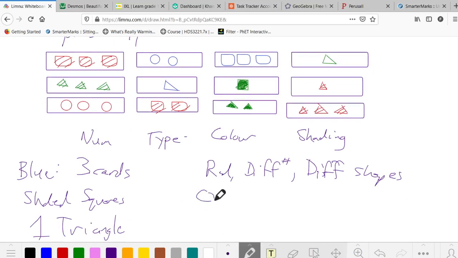We could all have green triangles, and that will give us 1 triangle here, 2 deeply shaded triangles here, and 3 lightly shaded triangles here. But those 3 triangles are another set.